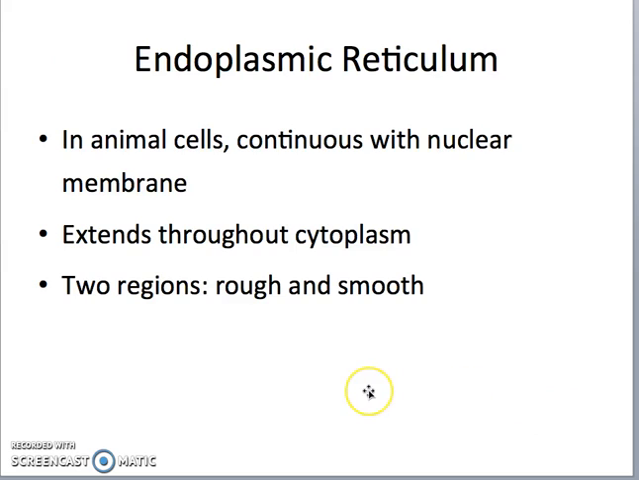We'll look first at the endoplasmic reticulum. Sometimes you'll hear people call this the ER. In animal cells, the endoplasmic reticulum is continuous to the nuclear membrane. It extends through the cytoplasm, and we can define two regions, the rough endoplasmic reticulum and the smooth endoplasmic reticulum. They have slightly different functions.